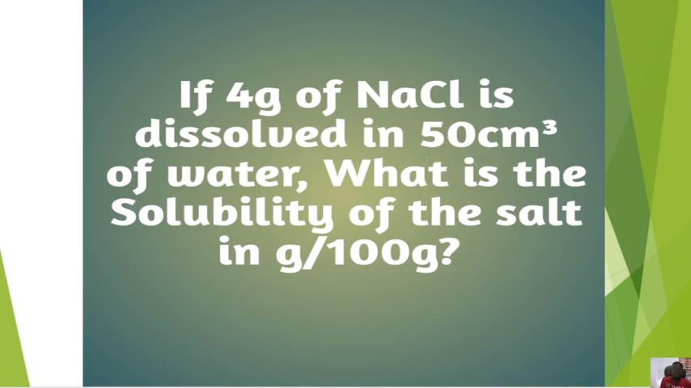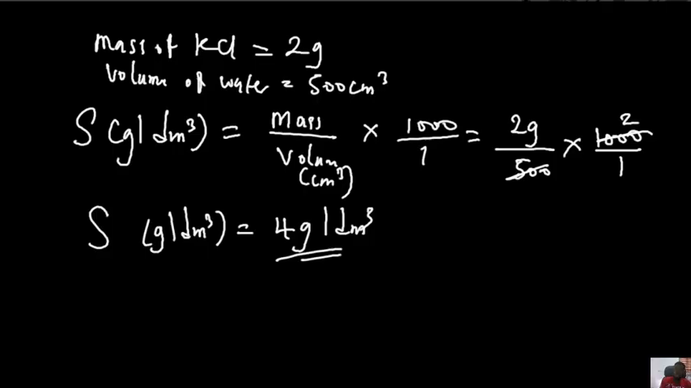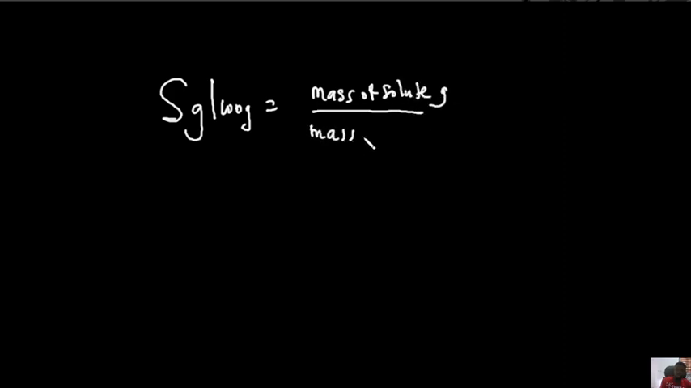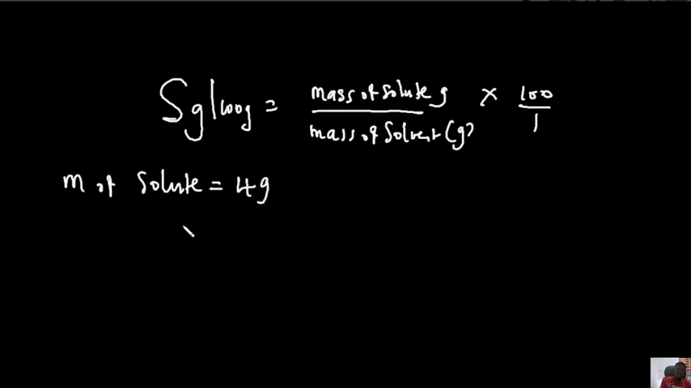However, if you want to use a formula to solve it, the formula is quite simple. Solubility in gram per 100 gram is expressed mathematically as mass of solute in gram divided by mass of solvent in gram multiplied by 100 over 1. Okay, so let's get to work. The mass of solute was given as 4 grams, while the mass of solvent was given as 50 cm cube, which we said is equivalent to 50 gram. You get?